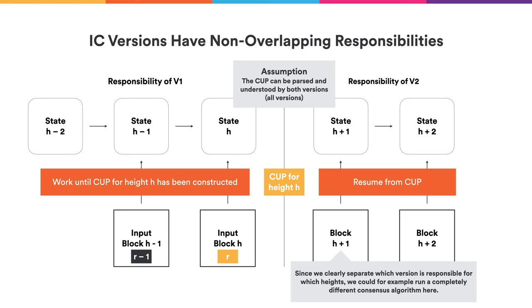Note that since we clearly separate between these two versions, we could imagine that we run even a completely different consensus algorithm starting from version h+1, because we never have communication between the v2 version and the v1 version.